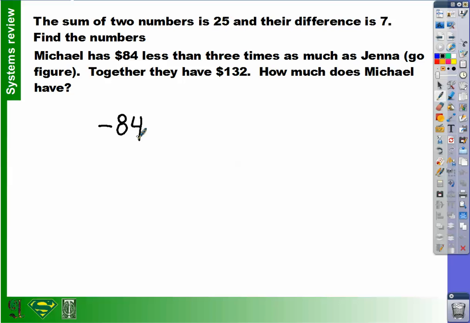So how many? 3, so we have a 3 times. And our variables here are going to be M for Michael and J for Jenna. So what are we going to multiply 3 by? I'll reread the sentence. It says, Michael has $84 less than 3 times as much as Jenna. We should multiply it by J. So 3 times Jenna equals Michael.